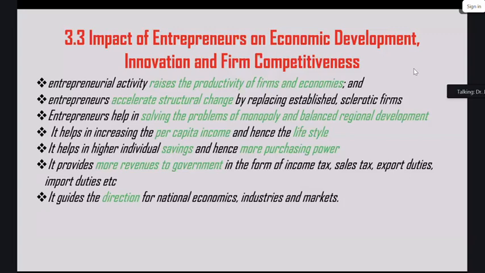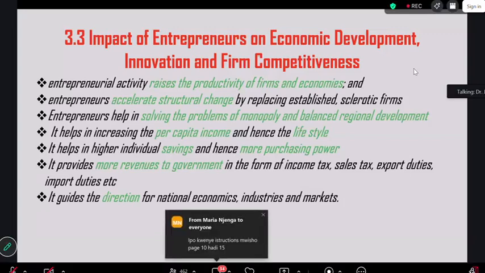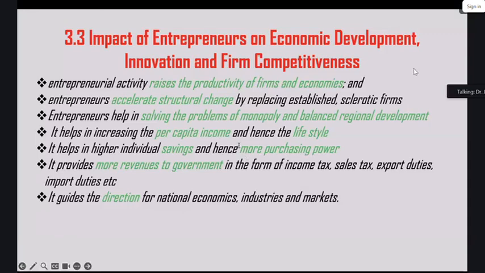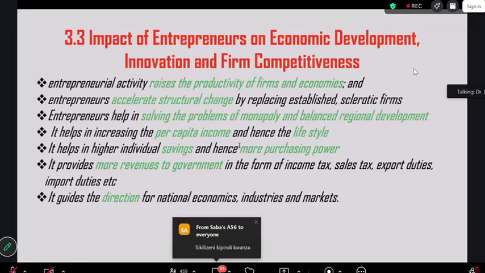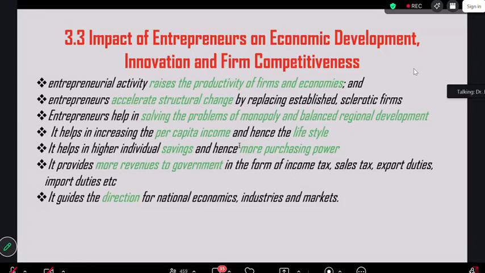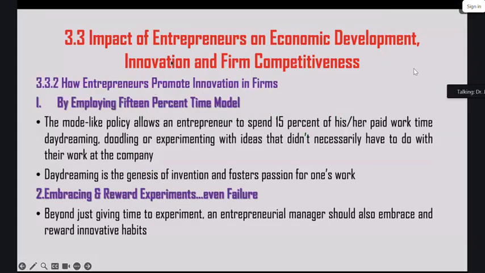And the last one, it guides the direction of national economies, industry and the market. Wana mchango mkubwa sana katika kuguide directions kwamba tunakwenda wapi. Na ukiangalia hata ile dira ya taifa ya 2050, mchango wa jasiriamali kumle ndani umeelezwa sana katika sekta mbalimbali au katika nyanja mbalimbali, kwamba jinsi gani tunaweza kufika kule. Tunategemea zaidi pia private sector. Tunategemea what we call PPP, public private partnerships. And whenever we talk about PPP, public private partnerships, hatuwezi kusahau mchango wa jasiriamali ili taifa liweze kufikia ile malengo ambayo limekusudia. Well, so the next part, how entrepreneurs promote innovations in the firms.